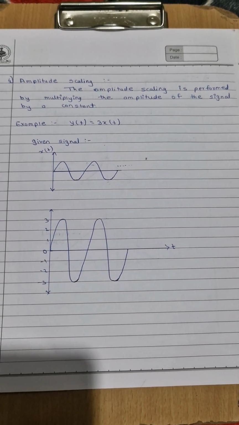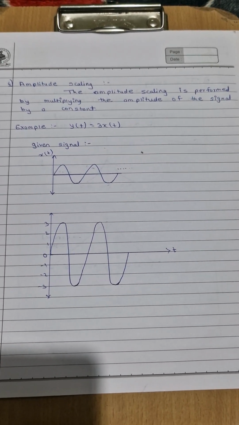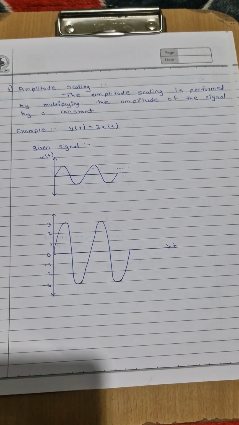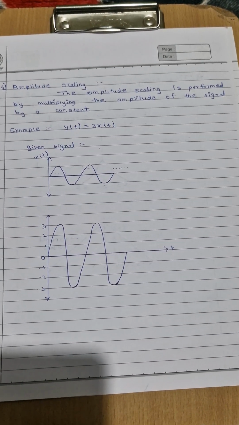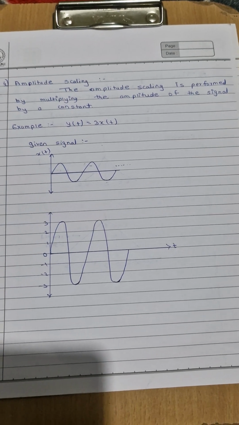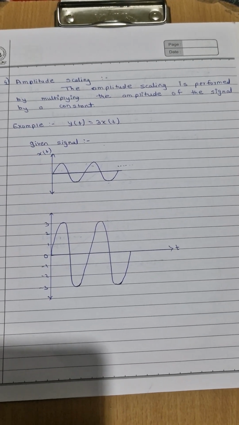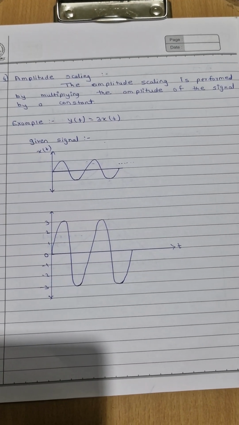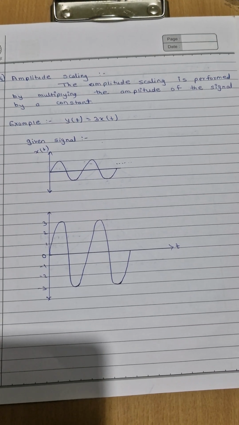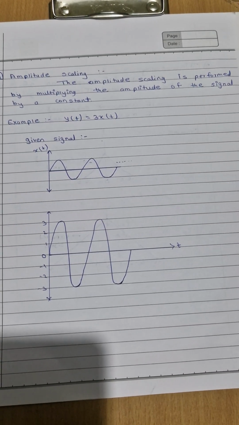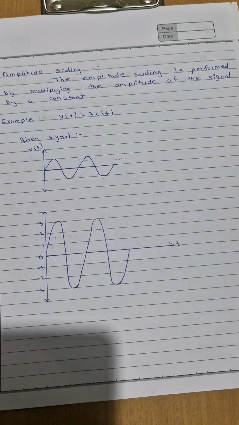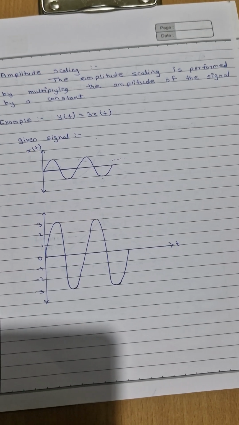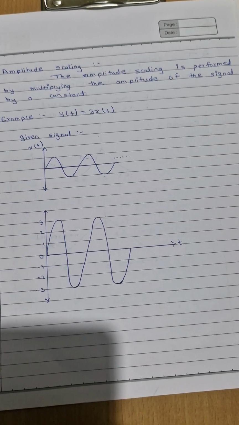And the fourth one, amplitude scaling. Amplitude scaling is performed by multiplying the amplitude of the signal by a constant. For example, consider a signal x(t) fed to an amplifier with a gain of 3. The output signal can be represented by y(t) equals 3x(t).